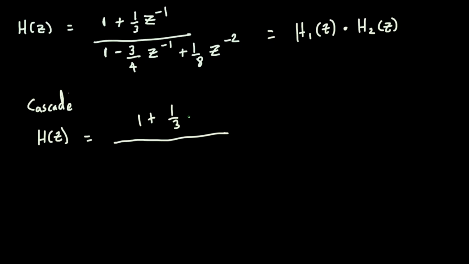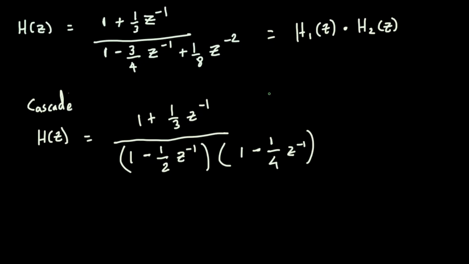1 plus 1 over 3 z power minus 1, and then the denominator, if I factor minus 2 over 4 minus 1 over 4, minus 2 over 4, I can write it as minus 1 over 2 as well, z power minus 1, and then 1 minus 1 over 4 z power minus 1. So we can factor like this.